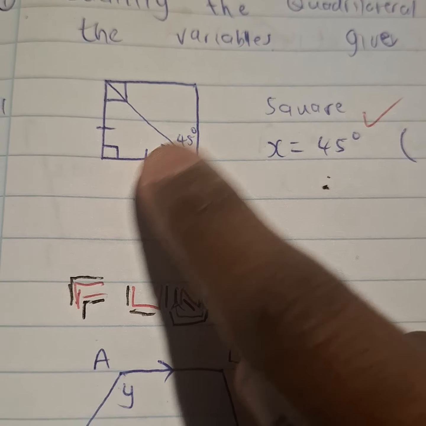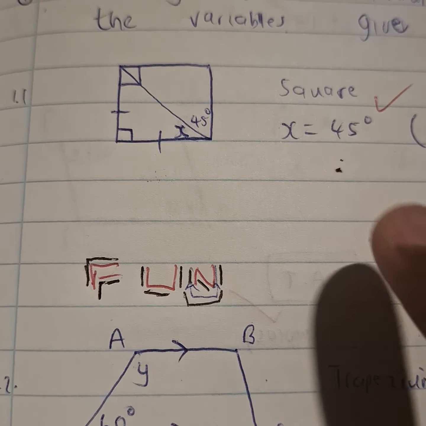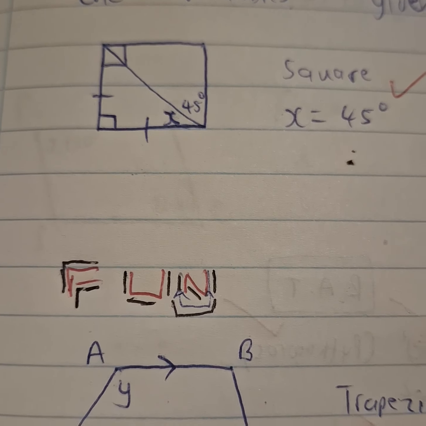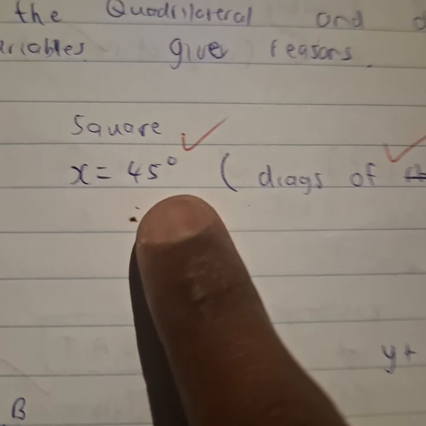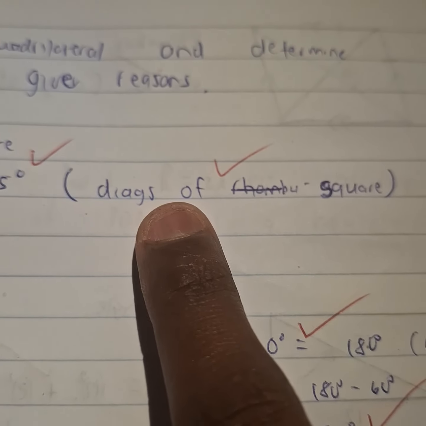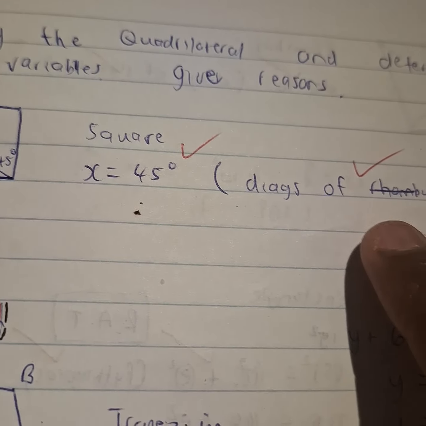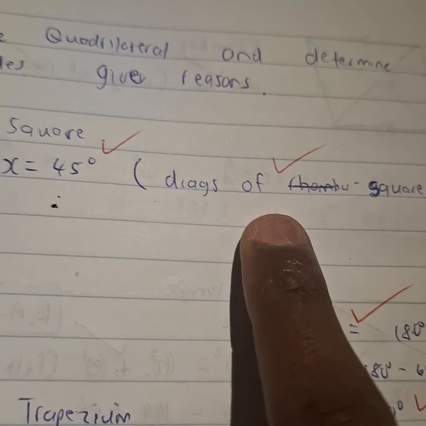We can then say x is equal to 45 degrees. The reason is we know that the diagonal of a square will bisect the corner angles. So we can say x is equal to 45 degrees. Reason: diags of square. Tick 1 mark for statement, tick 1 mark for reason.